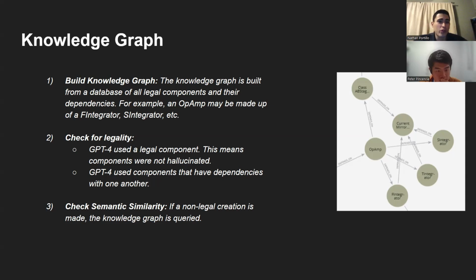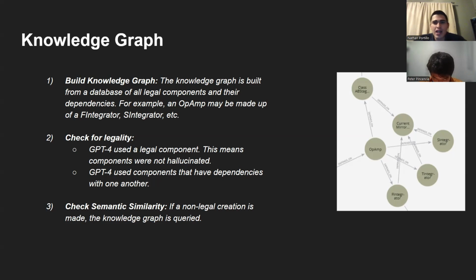Once GPT-4 creates the strict syntax, we compare it against this knowledge graph. If GPT-4 used a legal component, this means that nothing was hallucinated, right? And we can continue on with our system as expected. But if GPT-4 used a component that does not exist, we reference it against the knowledge graph, and we essentially guide GPT-4 by saying, hey, this component doesn't work. Here are some components that you might have tried to use, using semantic similarity. And then we refer that to GPT-4. So that's where semantic similarity comes from on bullet point 3.